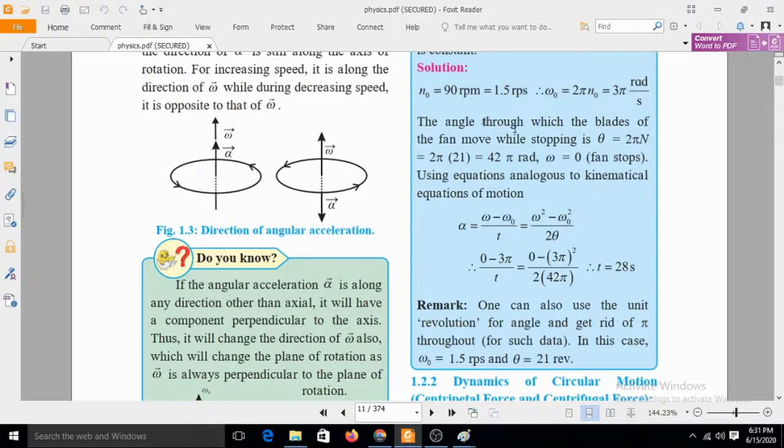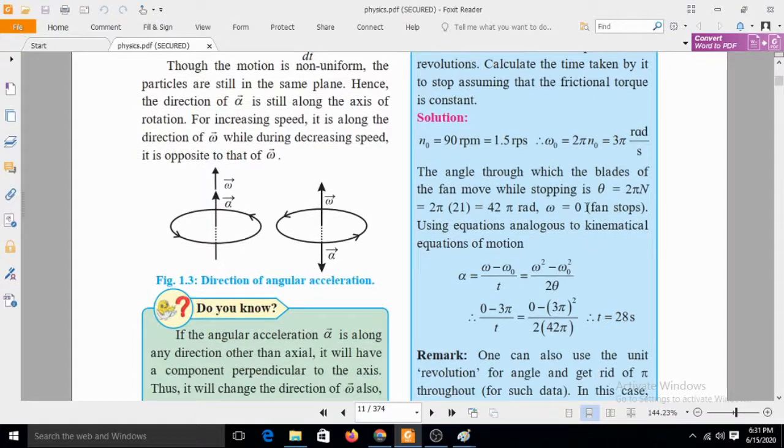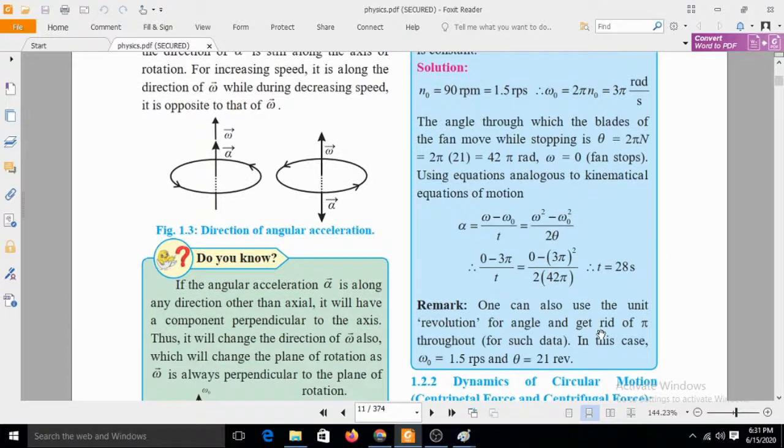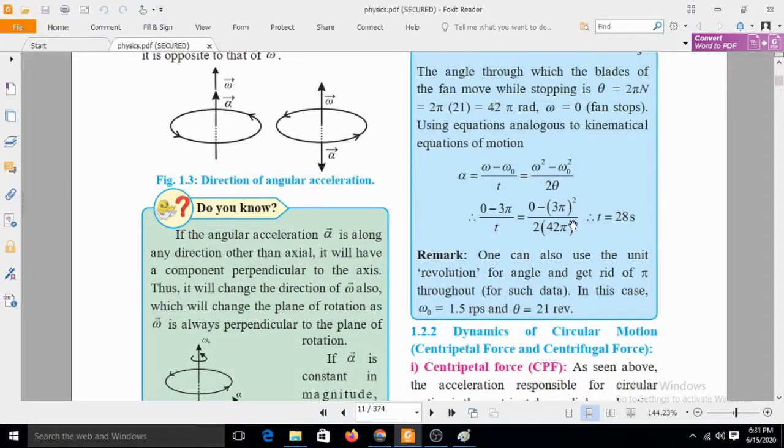Now the angle, that is the blade's angle until stopping, theta is equal to 2 pi n, where n is again 21, because it is given as 21 over here, so we have taken 21, and it came as 42 pi radian. Okay, when the fan stops, omega is 0, you can substitute the values over here and you can take the answer out. It is an easy one, but if you need the solution, you can comment in the comment section.